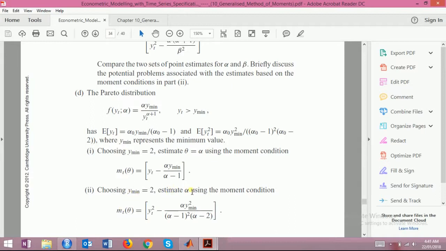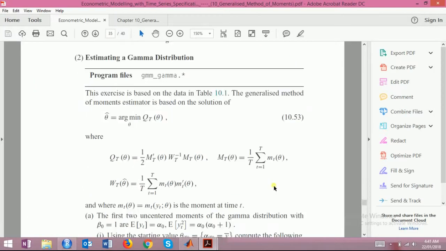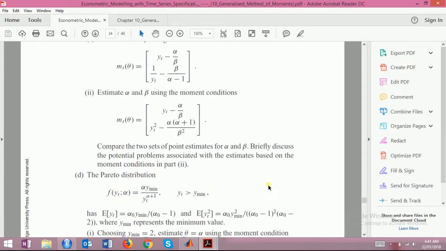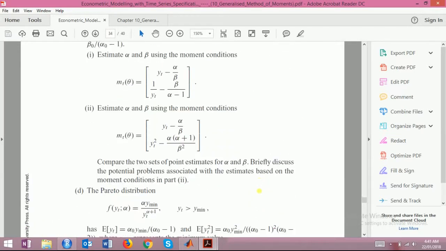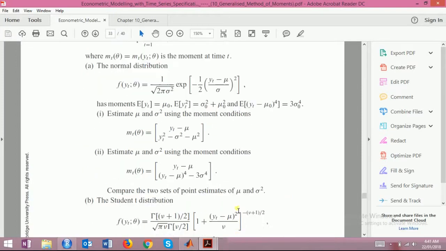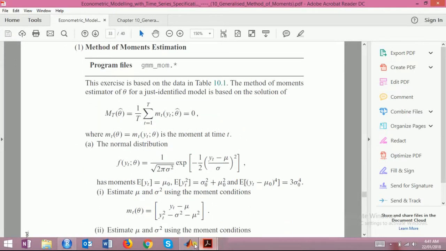Then estimate alpha using the moment condition, centered, uncentered, and then the centered moment, which is yt squared minus alpha naught y minimum squared divided by alpha naught minus 1 squared and alpha naught minus 2. Simply yt minus this and this. That's all. So this is our first problem. So we have quite a bit of problems to solve. Have a look into GMM MOM.